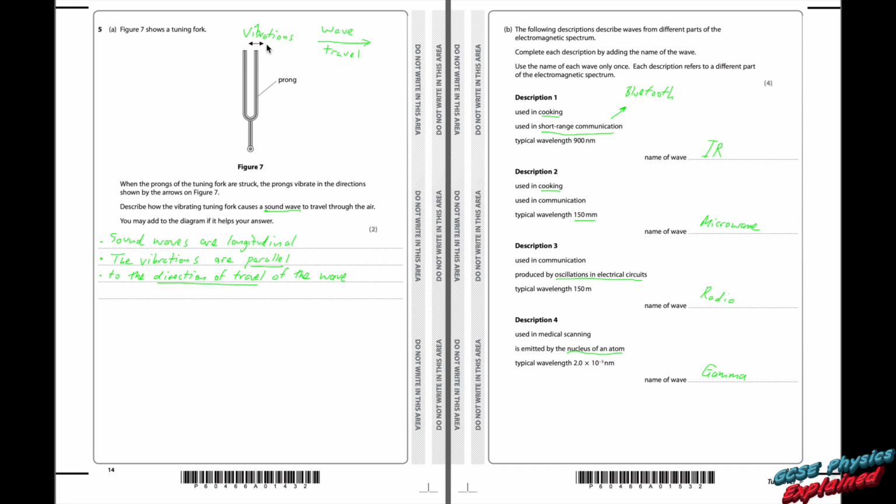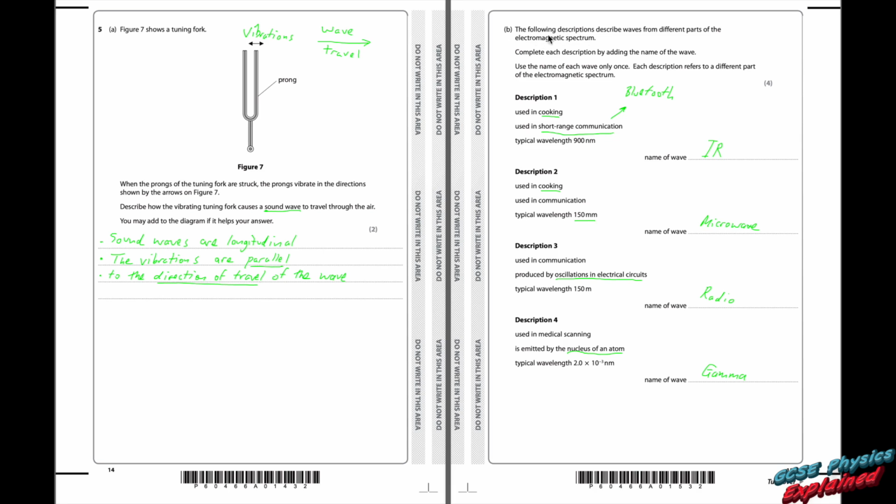So the vibrations are like that as the waves travel like that. So sound waves are longitudinal, and with any longitudinal wave, the vibrations are parallel to the direction of travel of the wave. So parallel means it's in the same direction. Transverse would be perpendicular. They're the ones that go up and down.